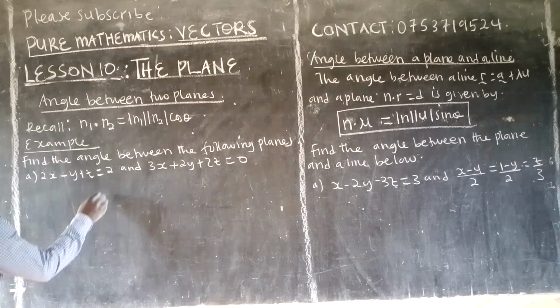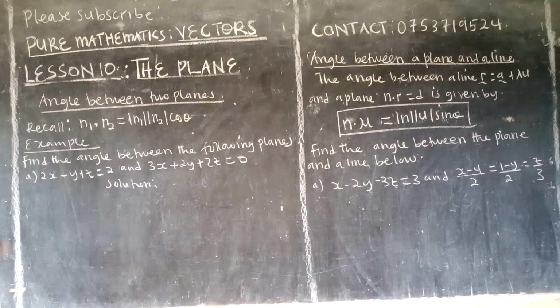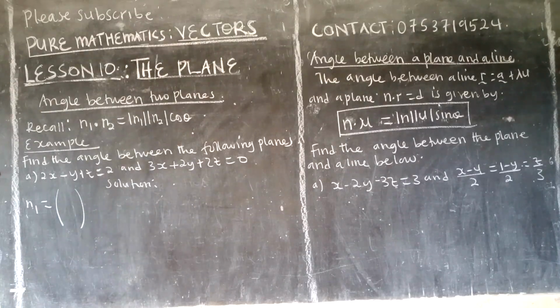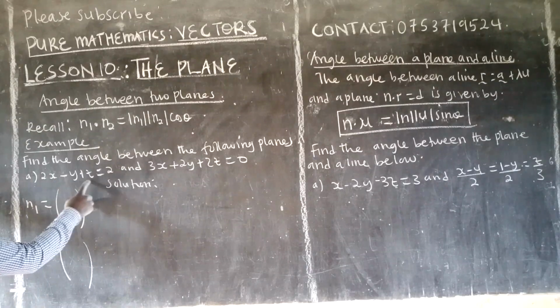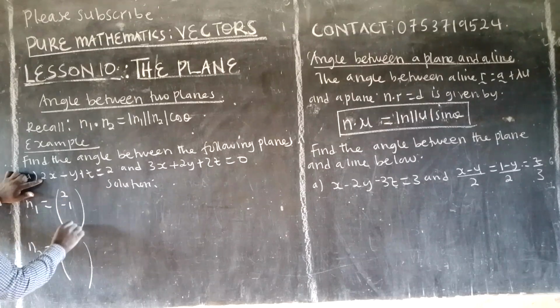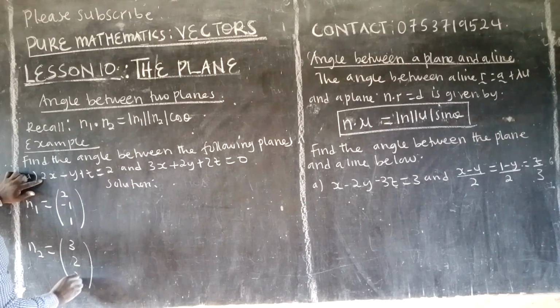So, solution. Now, what is your N1, and also your N2? Your N1 comes from the coefficients of x, y, z. N1, the coefficient of x here is 2, -1, 1. For N2, the coefficients will be 3, 2, 2, like that.